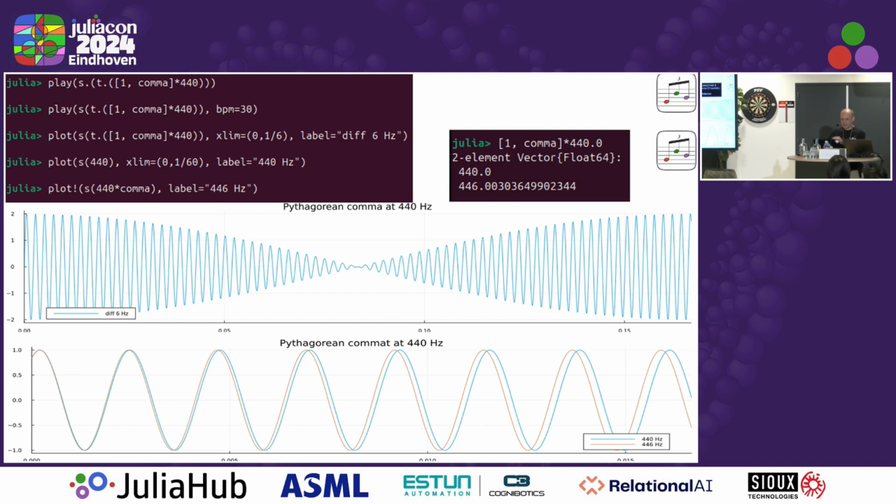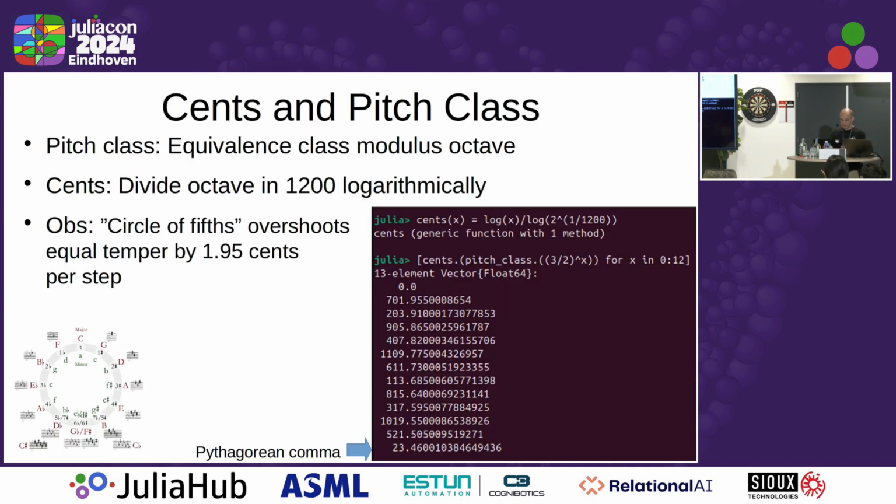Okay, I'll skip that. So I can also play the comma, and it has a beat frequency of about 7 hertz, so it's actually hearable. I want to introduce two other concepts that the package understands.